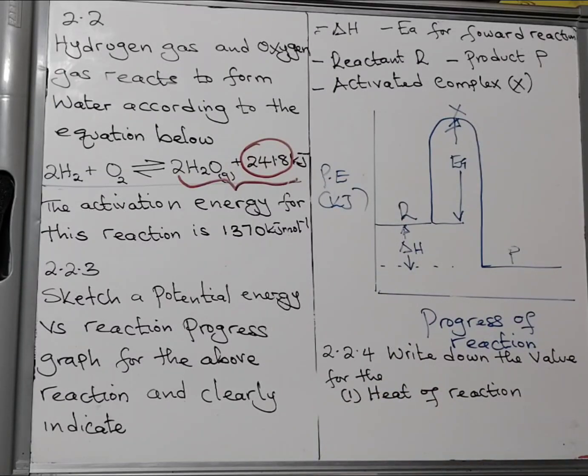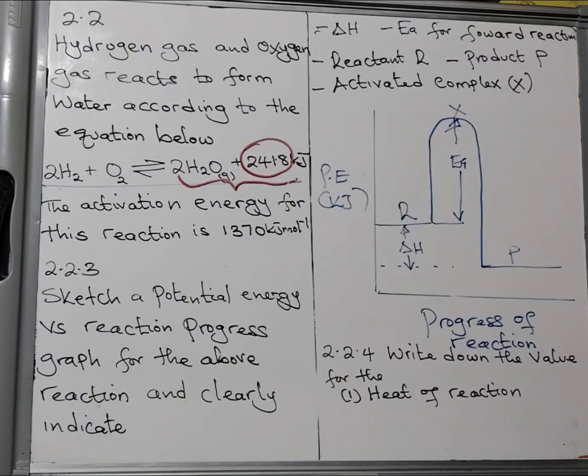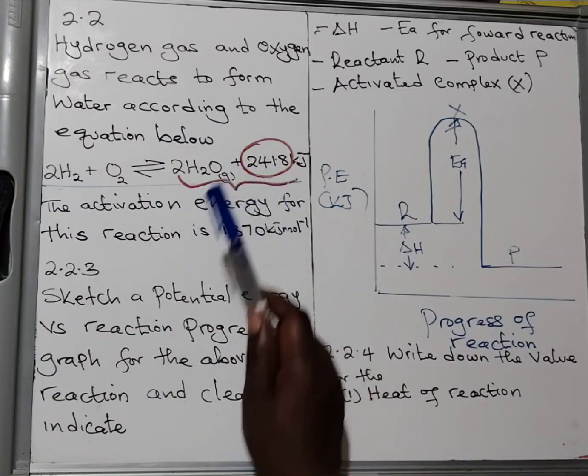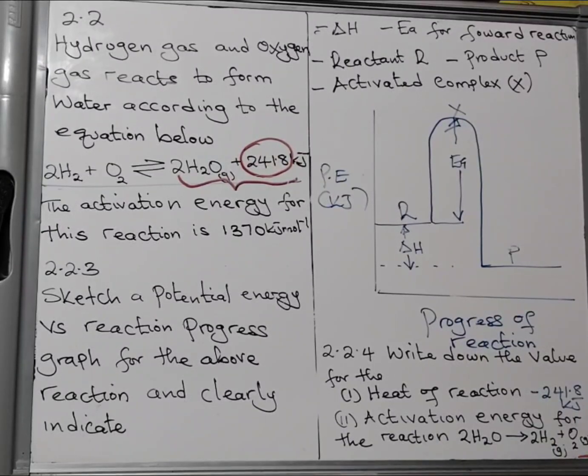Then after that, we come to this question. It says, write down the value for the heat of reaction. So when you go to the equation, what you see here is the heat of reaction, and the reaction is exothermic. So the value is going to be negative 241.8 kilojoules. Okay, then comes the next question. Yes, then we come to the closing question of this video. It says, write down the value for the activation energy for the reaction. So this is the reaction they are giving us.